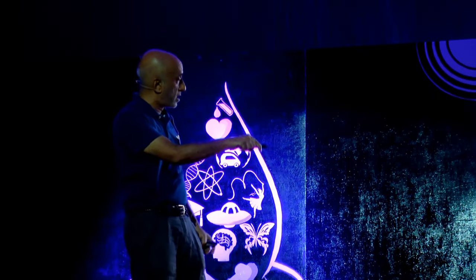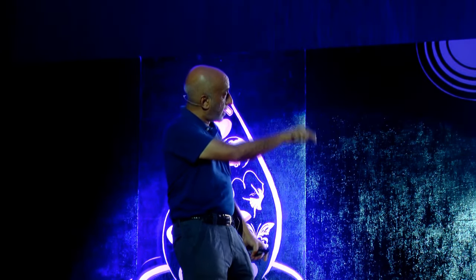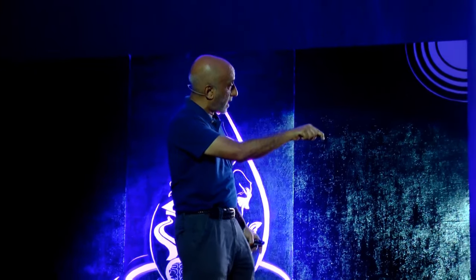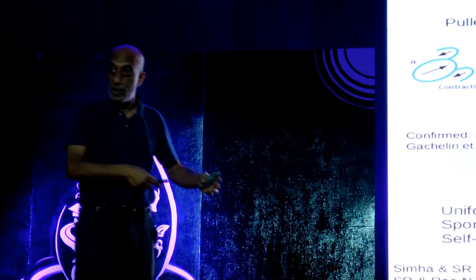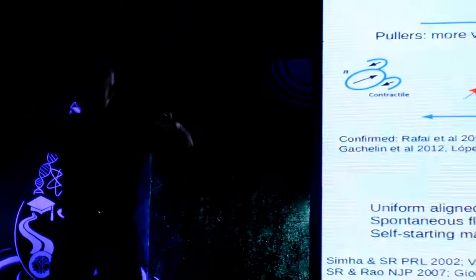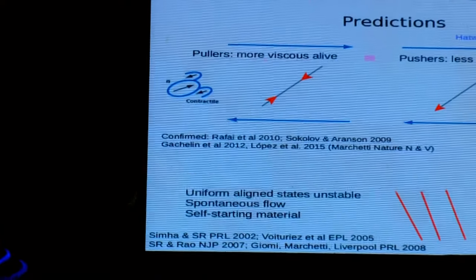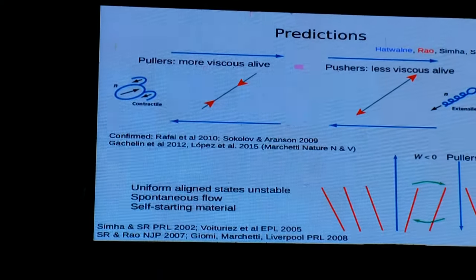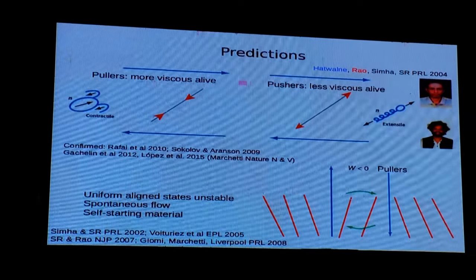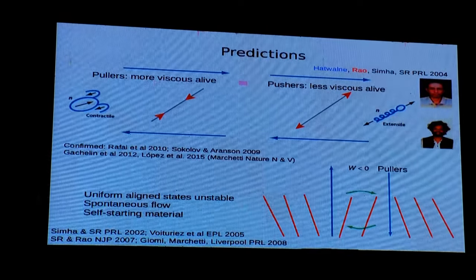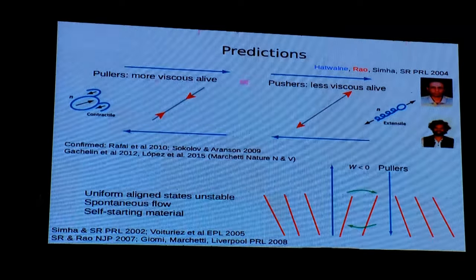It turns out, if you've got these kinds of particles, a state that's all lined up on average like that, if you disturb it slightly like this, sets up flows which further make the disturbance go in the same direction. So you've got a bunch of pullers all swimming together like this, they're spontaneously unstable to this disturbance. They're unstable to this disturbance, they distort, and spontaneous flow gets set up. So this material, aligned self-driven particles, is actually a material which has self-starting flows in it.